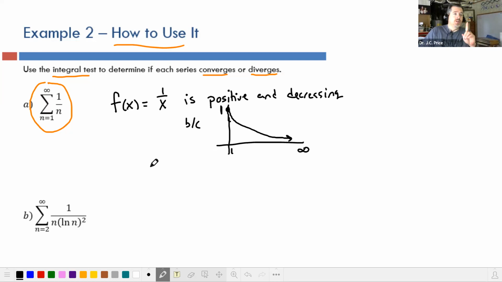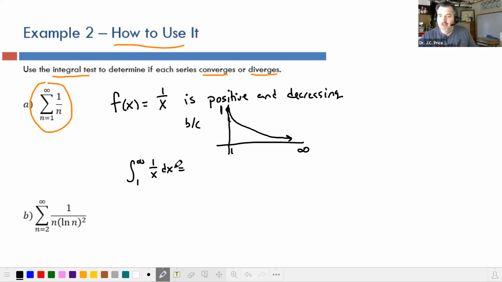Now that's just the criteria. So now we know it's positive and decreasing, and we have to show whether the improper integral converges or diverges. So we write the integral from 1 to infinity of 1 over x dx. And I'm going to let you get away with some murder again. We're not going to use the limit on it. We're going to treat infinity like a number because I've already tested you on improper integrals. And as long as we're very careful with that infinity, we're going to be okay.